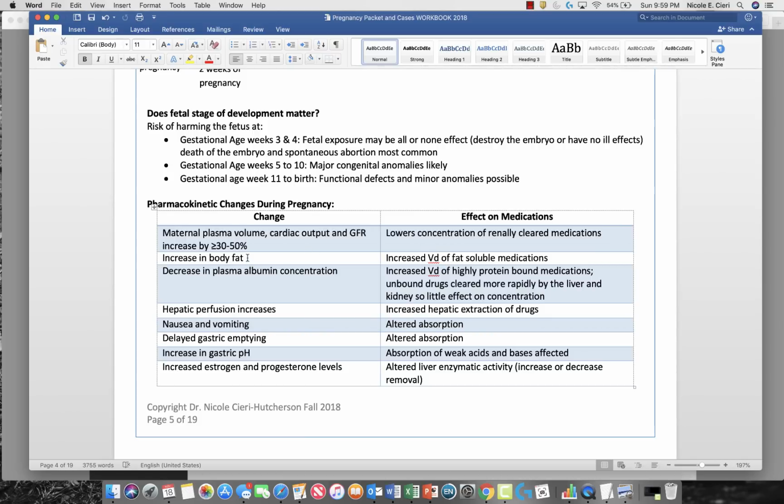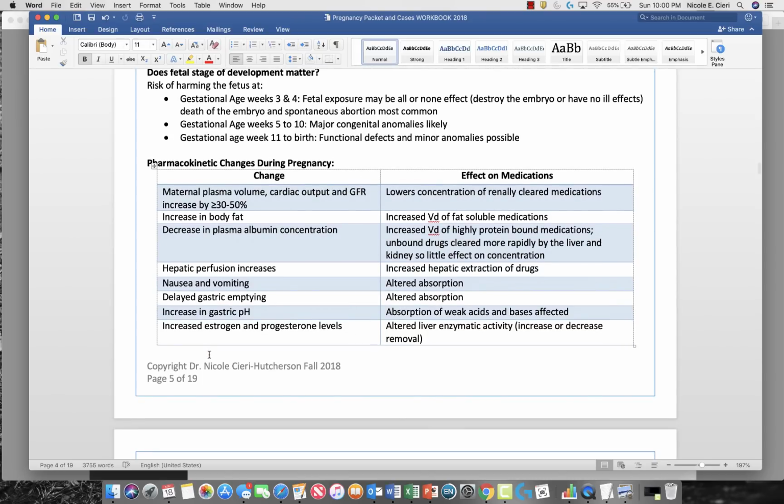There is an increase in body fat. Body fat is stored for a number of reasons, and mostly for assistance with lactation after delivery. Increased volume of distribution of fat-soluble medications occurs because of that change. There is also a decrease in plasma albumin concentration. Because of that, things that were highly protein-bound will be cleared more rapidly. There's also a number of other changes that are listed here that affect medication absorption, distribution, elimination, and metabolism.